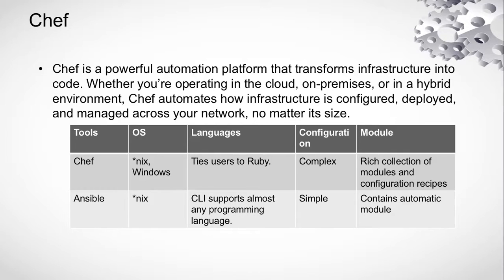The biggest differences between them are the languages. Chef is based on Ruby, while Ansible is based on Python. So Chef ties its users to Ruby, but Ansible's users can use any programming language. And Chef has a rich collection of modules and configuration recipes, while Ansible contains automatic modules by itself.